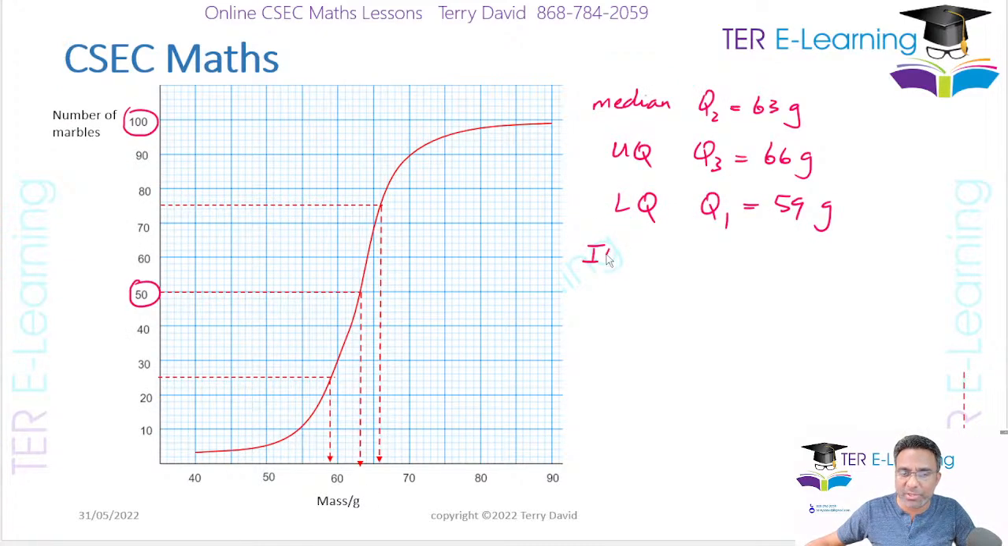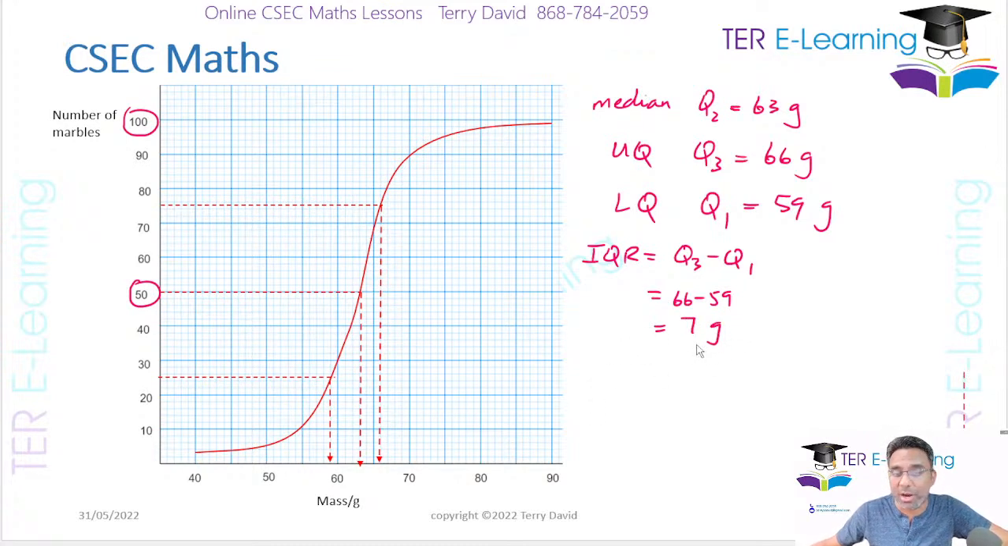So the interquartile range is simply your upper quartile, which is Q3, minus Q1, which is 66 minus 59. That's going to give me 7. So your interquartile range is going to be 7 grams. It's your upper quartile minus your lower quartile. That's it.